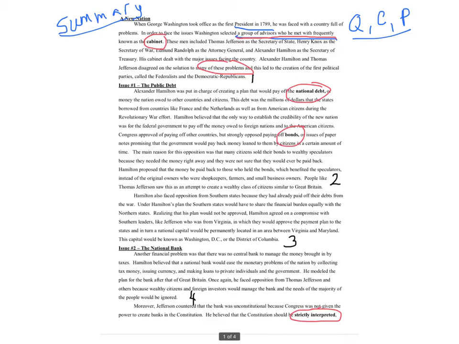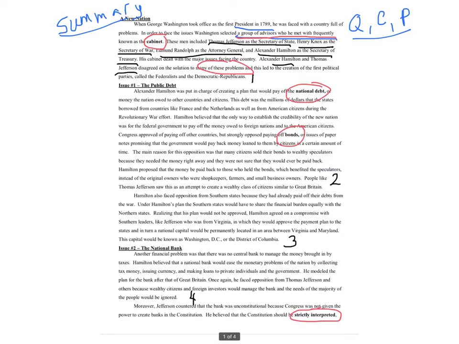underline. So the first one is Thomas Jefferson, Secretary of State, Henry Knox as the Secretary of War, Edmund Randolph as the Attorney General, and Alexander Hamilton as Secretary of Treasury. This is his cabinet. And they helped him with dealing with the issues that the country was facing. And then we also see that Hamilton and Jefferson had a disagreement regarding some of the problems, but I don't know what those are yet. So at this point, this paragraph does not give me a lot of information, but that's okay.